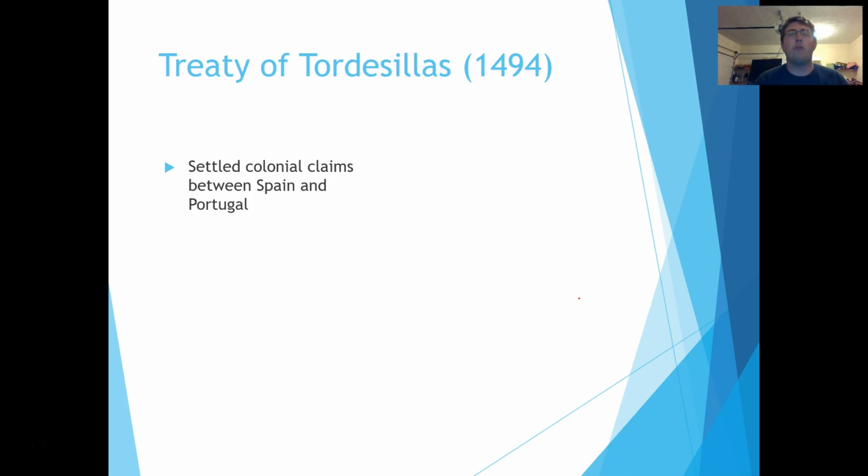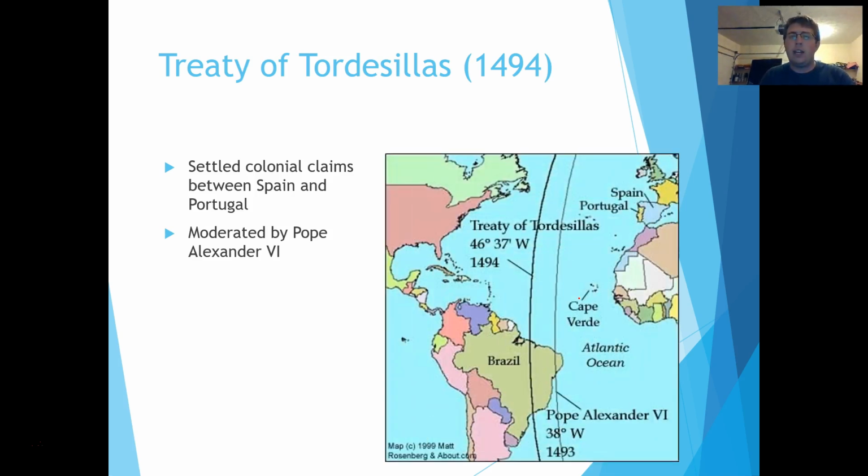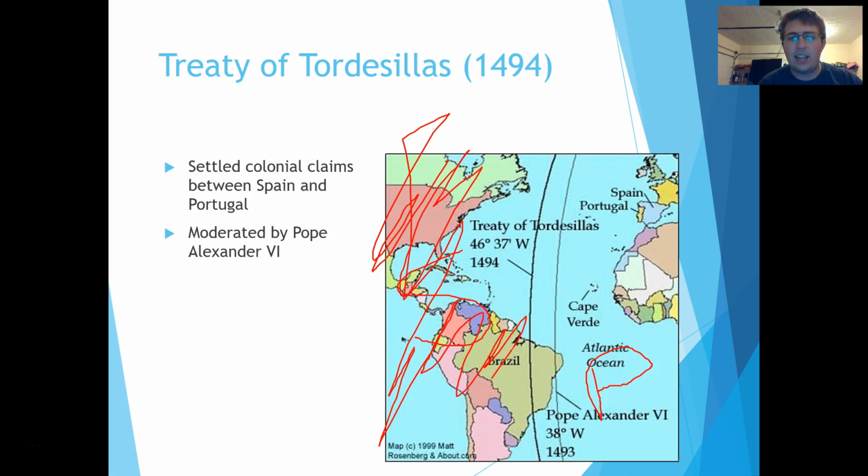So this treaty in 1494, again, very early, is going to settle colonial claims, basically saying, and the Pope is moderating this and deciding the terms of the treaty, it splits the world in two, saying that everything on the east side of this line is going to be Portugal's, but everything discovered on the west of this line will be claimed by Spain. Now, of course, the ironic part of this is at this point, 1494, we have no idea that all of this stuff is here.